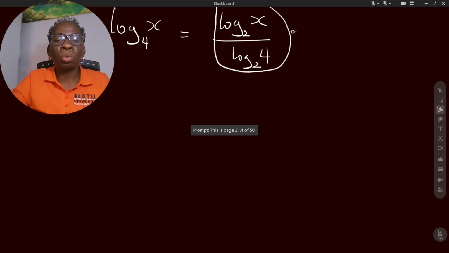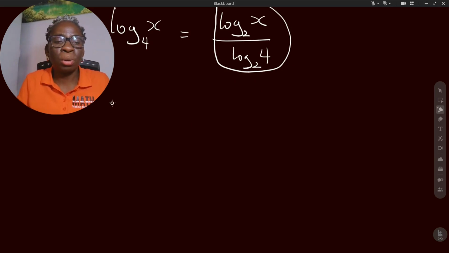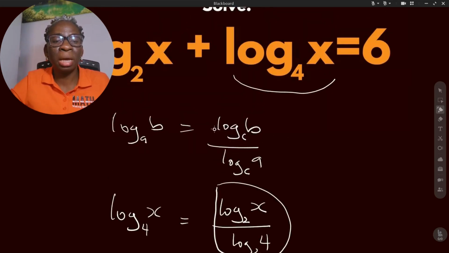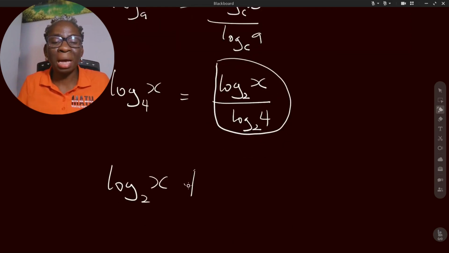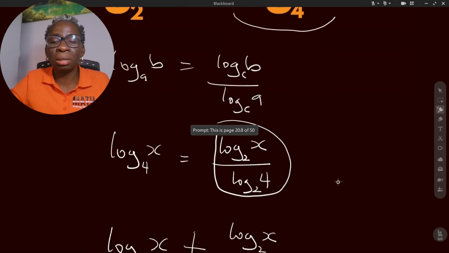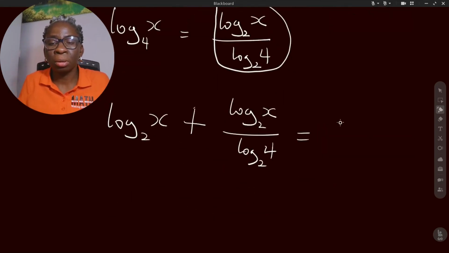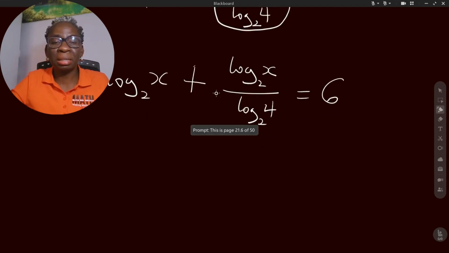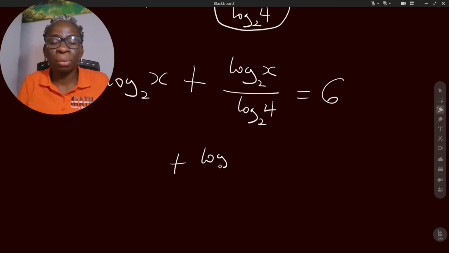So here now, we will be having log x base 2, the question we were given, plus, where we add log x base 4, we will now have log x base 2 over log 4 base 2, and this is equal to 6. So now let's simplify this further so that this will give log x over log 2 squared base 2.